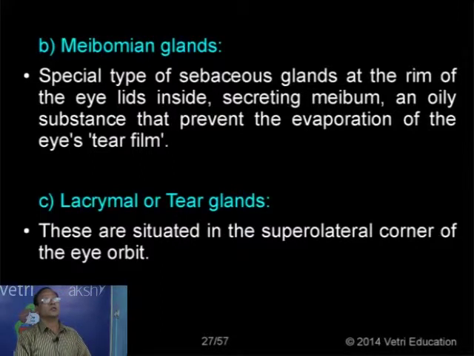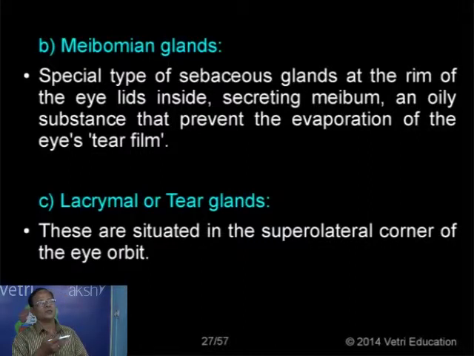The second one, meibomian glands. These are special modified sebaceous glands present at the rim of the eyelids, on the inner side of the eyelid. And these glands secrete an oily fluid called meibum, and that prevents the evaporation of what is called the eye's tear film.